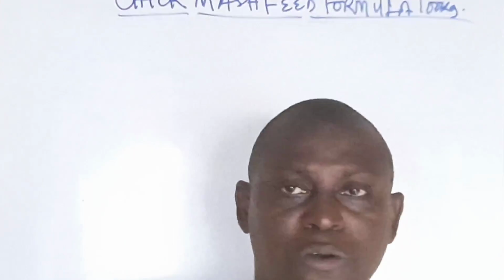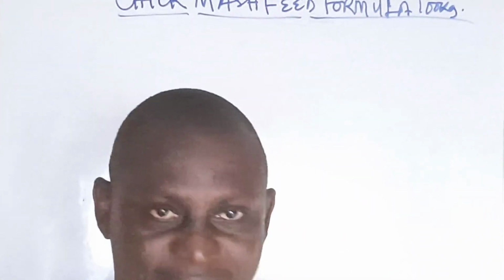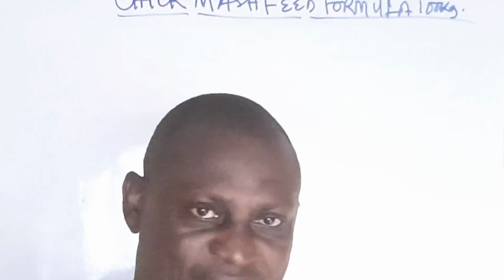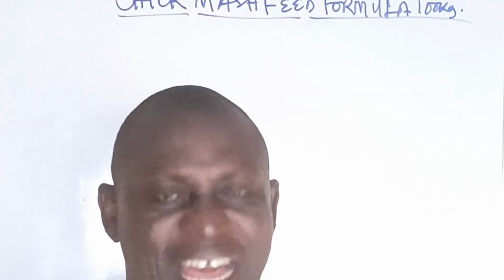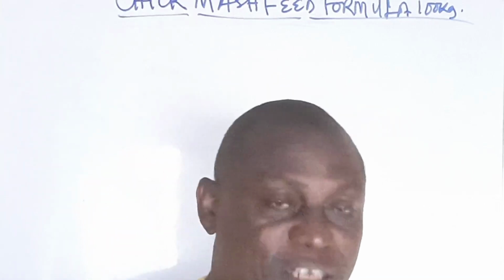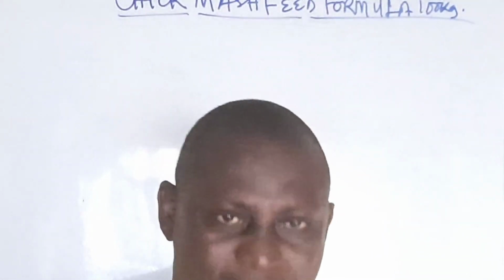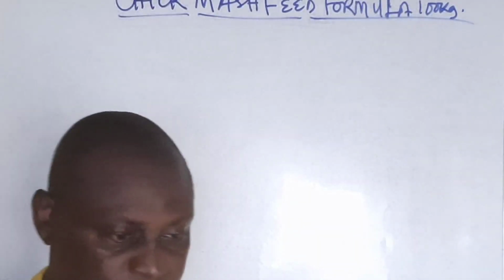If you are into egg laying birds, you have layers in your farm and you want to make their feed at an affordable rate, you need chick mash, you need growers, and you need layers. Today we are dealing with chick mash feed, that is the pullets when they are starting at the early stage of their life, between day 1 to 6 weeks. They normally take chick mash. Today is chick mash feed.